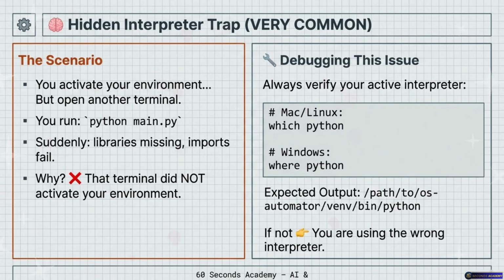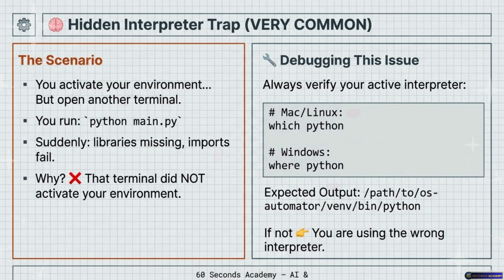Okay, so when I hit enter on that verification command, what exactly is the output telling me? You are looking for a long, specific file path. The expected output should point directly inside your project directory. Okay. It should look something like path/to/my_automator/venv/bin/python. If the terminal spits out a short, generic system path, like /usr/bin/python, you immediately know you are outside the protective bubble of your virtual environment.